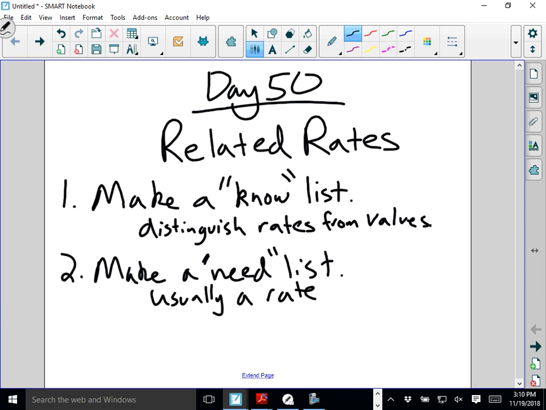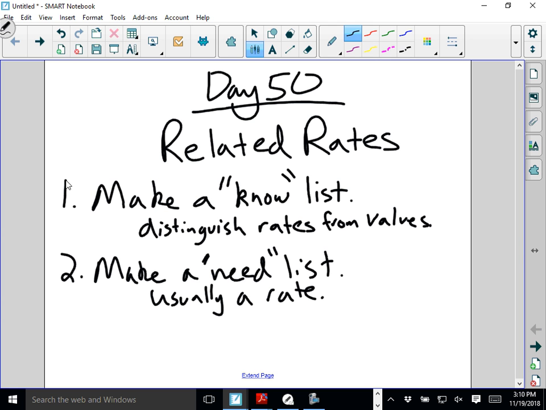The other thing we want to do after we make our know and need list is ask: is there anything else that's not explicitly stated that we do know, that we could find out? Okay, so we'll take a look at that as they come. Those are usually on trickier problems.